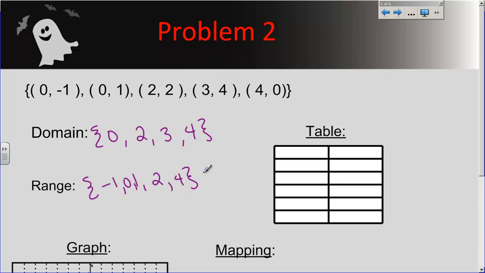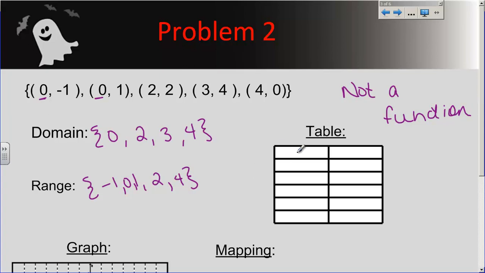What you should notice is that your domain is shorter than your range. The reason is because you had an X value that repeated. You have a 0 and a 0. Since I have a 0 show up twice in the X values, this is not a function. I don't see the question, so we're going to make sure we write it down. It's not a function, and it's not a function because those X values repeat.